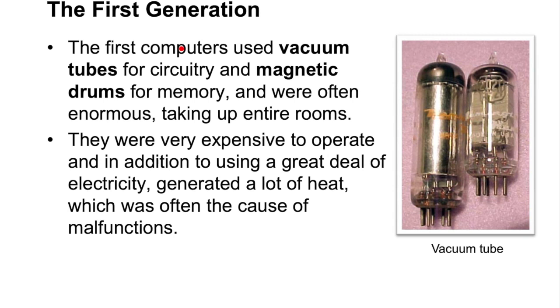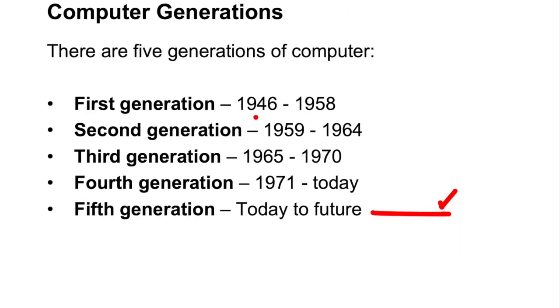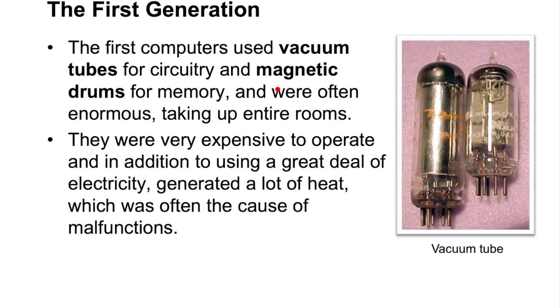The first generation of computers used vacuum tubes for electricity and magnetism. As we have already seen, it began from 1946 to 1958. These are the vacuum tubes, and they can conduct electricity through gas. These vacuum tubes were used as switches. Later on, these vacuum tubes were replaced by transistors.